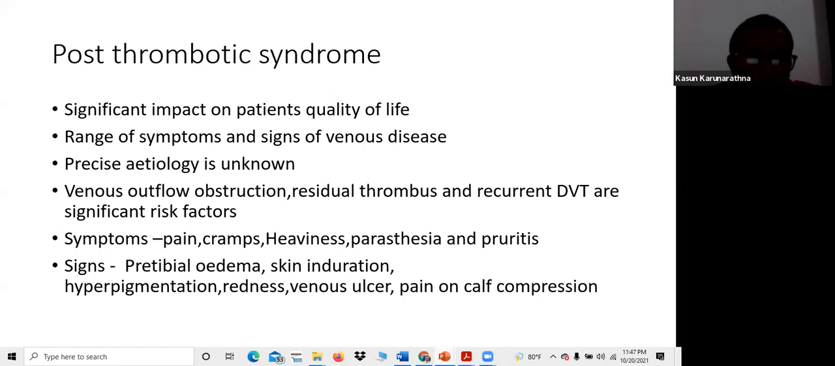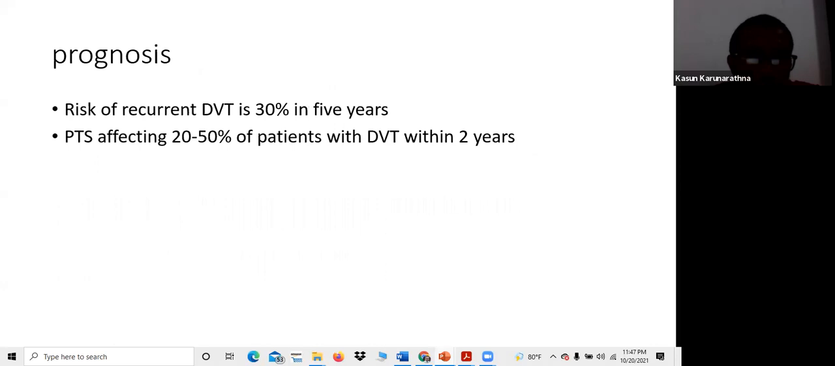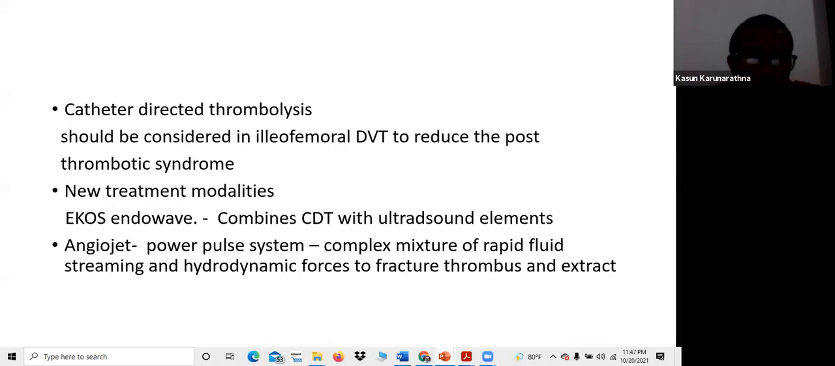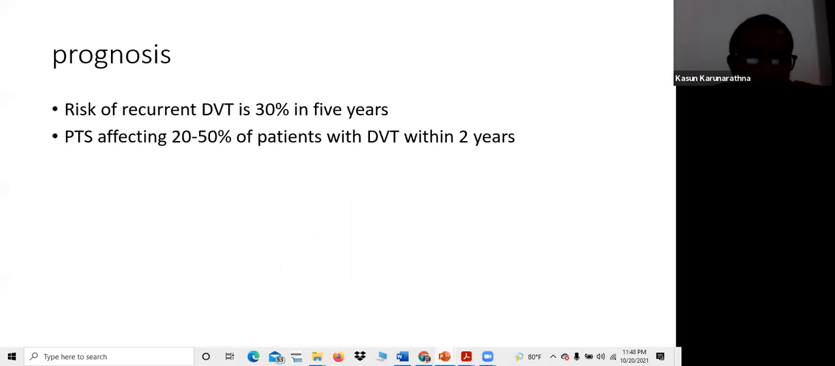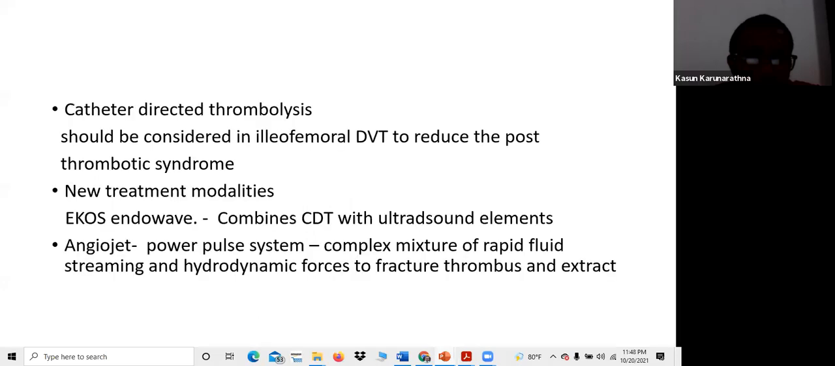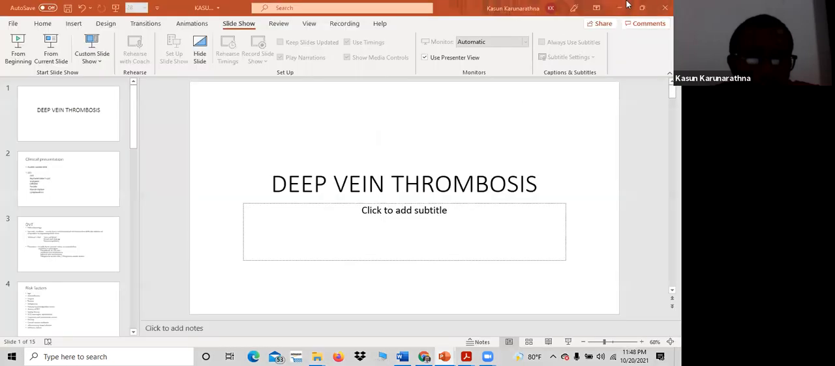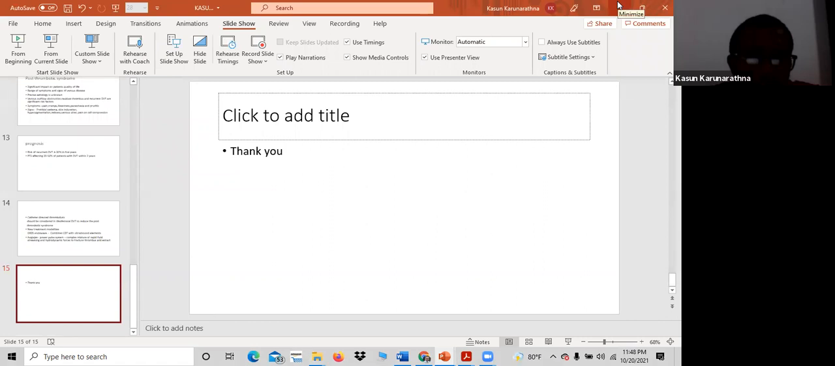A little bit regarding post-thrombotic syndrome, and these are catheter-directed thrombolysis. There's a place, right? Should be considered in iliofemoral. You won't give systemic thrombolysis for DVT, but catheter-directed thrombolysis in iliofemoral DVT. There's a place, right? That's the rough overview on DVT, right?